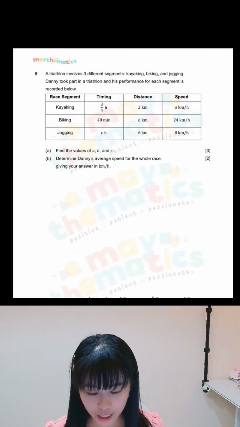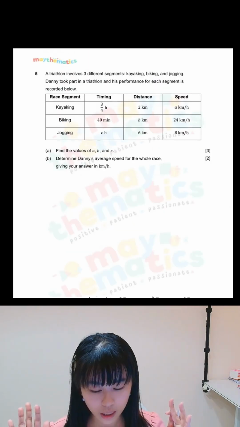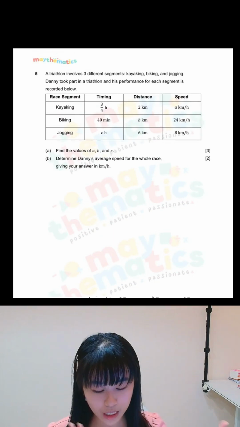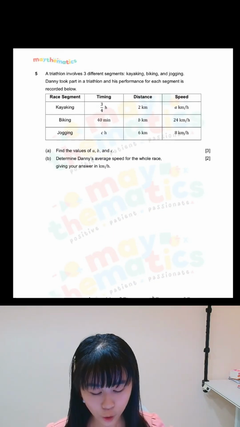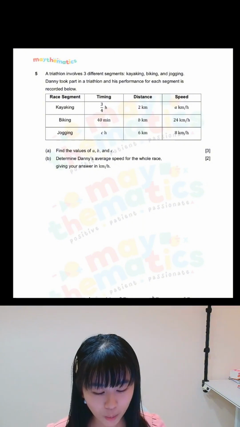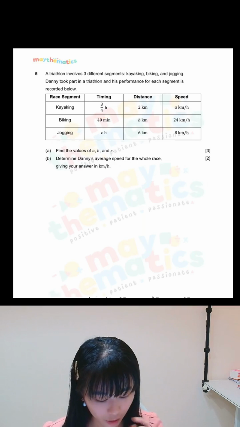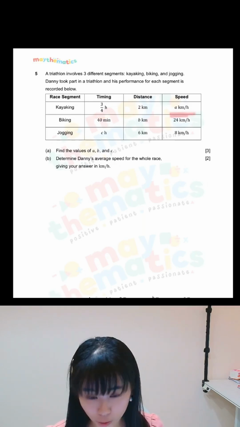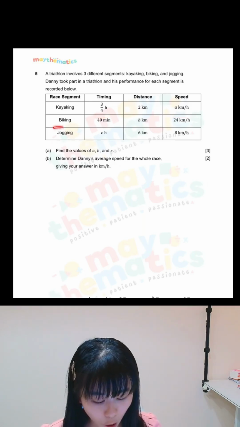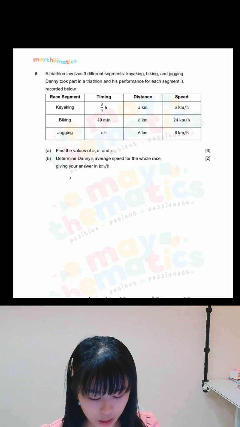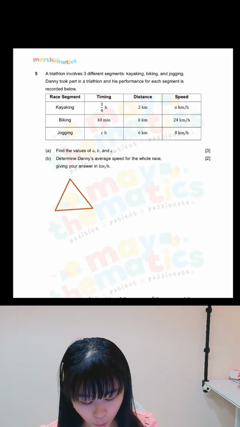Okay, so we have a triathlon that involves 3 different segments: kayaking, biking, and jogging. Danny took part in the triathlon and his performance for each segment is recorded below. So we have the timing, the distance, and the speed. But of course, the speed is unknown now. We need to go and find out ourselves. So on and so forth for the other segments. Find the values A, B, C.